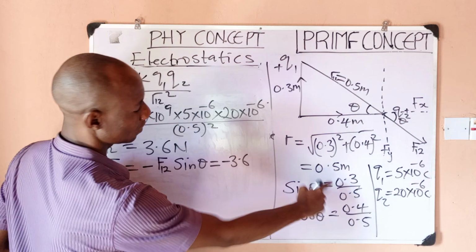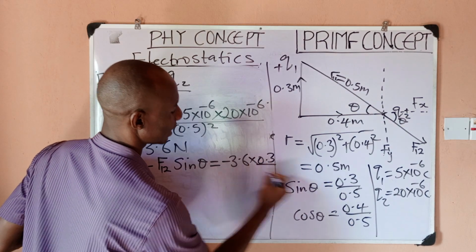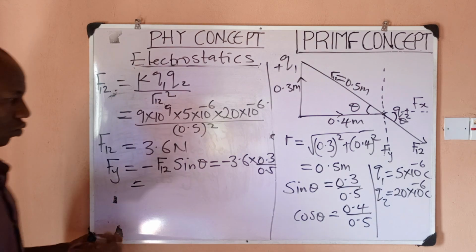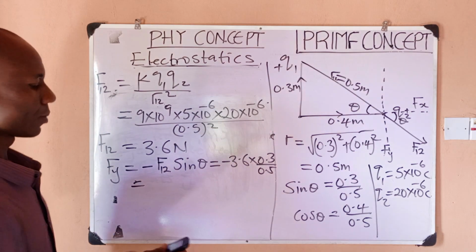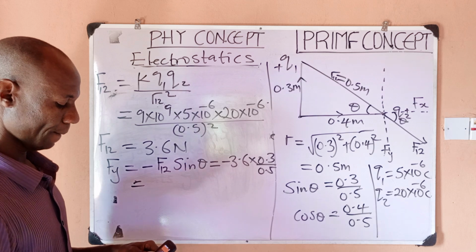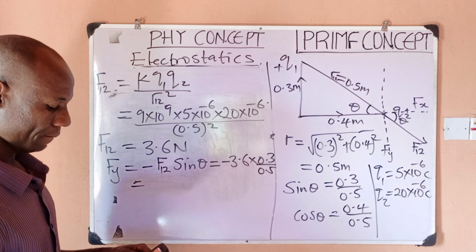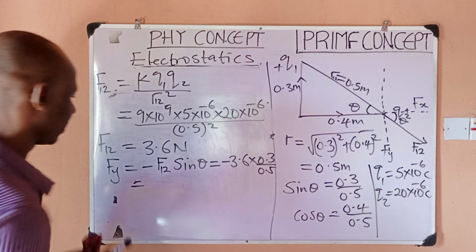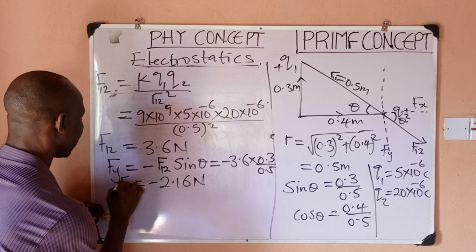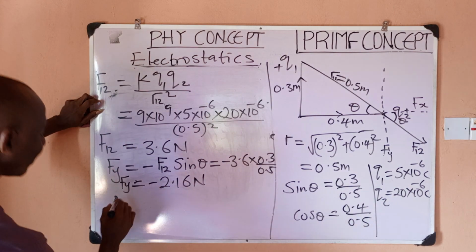So if I substitute, I have minus 3.6 sine theta. That is why I had to solve this early. So sine theta is what? 0.3 divided by 0.5. Let me quickly punch this. So this is negative 2.16. So this is my Fy, right? Very simple.